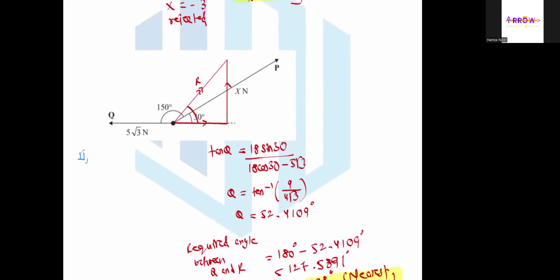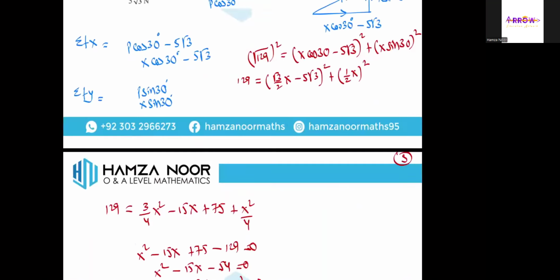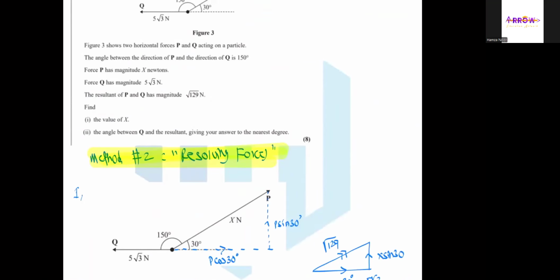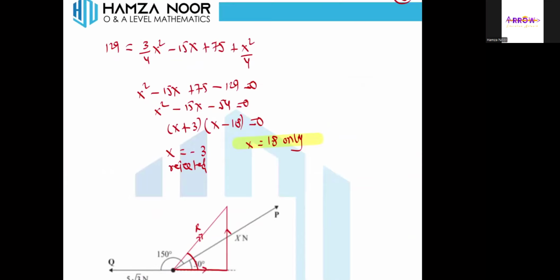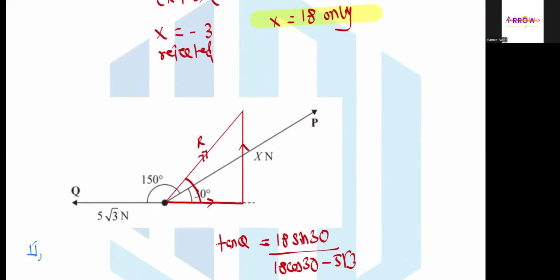And in part 2, the required angle is the angle between Q and the resultant force, giving our answer correct to the nearest degree. Okay. So we need to find the angle between Q and the resultant force, this obtuse angle. So first of all, I'm going to find this acute angle, the angle at which this R is acting above the horizontal, anti-clockwise from the positive horizontal axis. First of all, I'm going to find this acute angle over here.